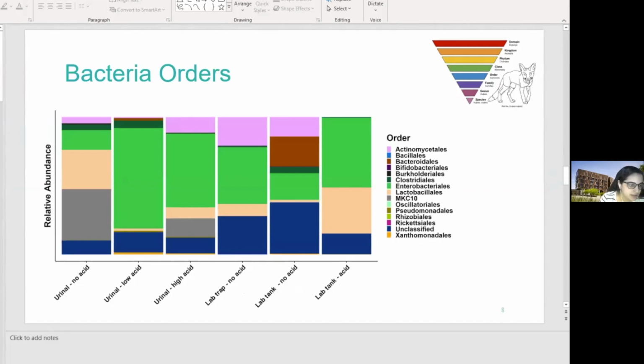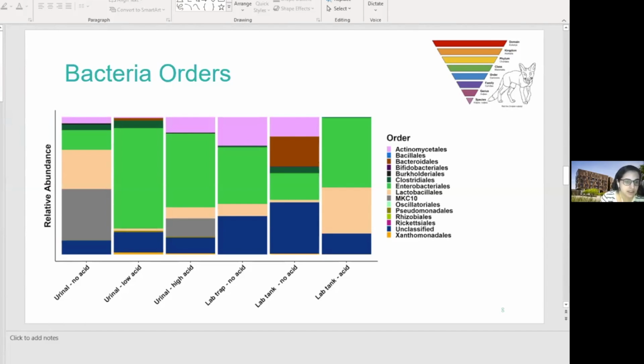What we have is 6 different samples. From the Urinal-on-wheels, we have 3 samples: where I added no acid, where I added a low amount of acid to control the urea hydrolysis, and where I added a high amount of acid to control urea hydrolysis. Then in the lab with the glass urinal, we have one with no acid in the trap, so I took a sample from that trap. I took a sample from the tank, and then I took a sample from an experiment where we added acid in the tank. This is the relative abundance of different bacterial orders.